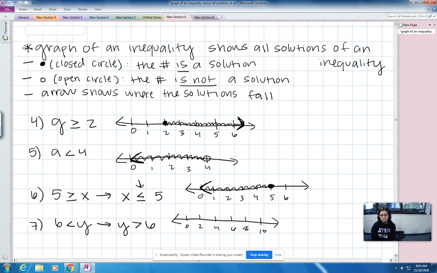So the number 6. Is 6 greater than 6? No, it is not. So 6 is not a solution, so we're just going to put an open circle there. We're saying 6 doesn't work, just everything that is greater than 6. Everything that is greater than 6 is this direction. And again, because our variable is first, we can see that our inequality symbol is also pointing that way. So all our solutions are everything that is above 6.